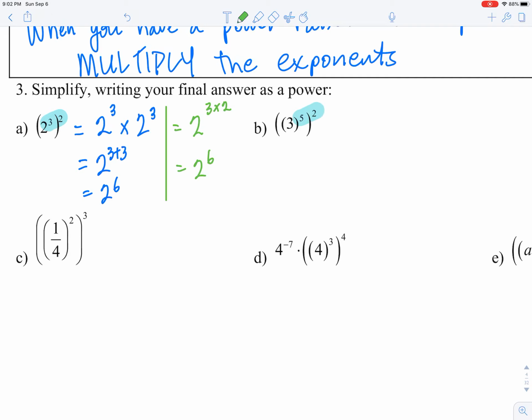So same with this one here. We've got 3 to the 5 to the 2. So using our new rule, that's going to give us 3 to the 5 times 2, which is the same as 3 to the 10.